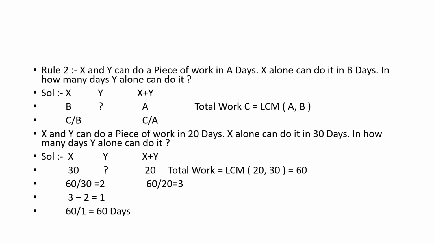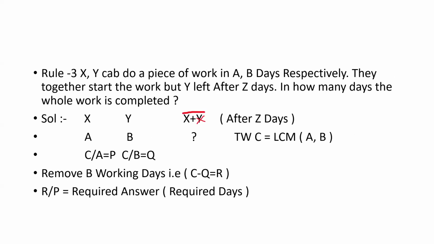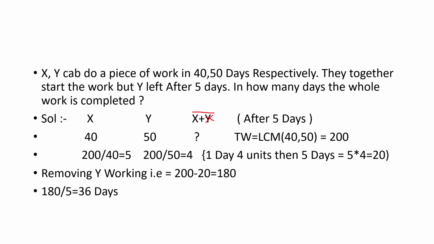The second one is, if two persons combine to do a piece of work, and one person's work is given, we have to find the other person's work. This is the second one. Now we will discuss the third one. Here also, X and Y can do a piece of work in A and B days. Now, we directly move to the example so we will quickly understand.